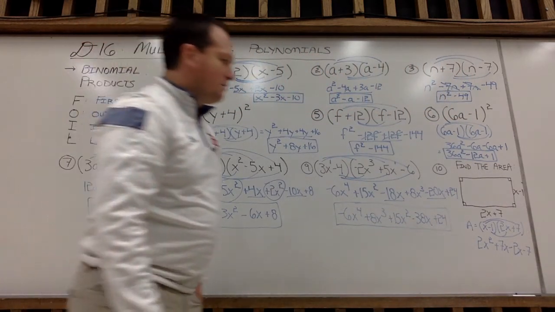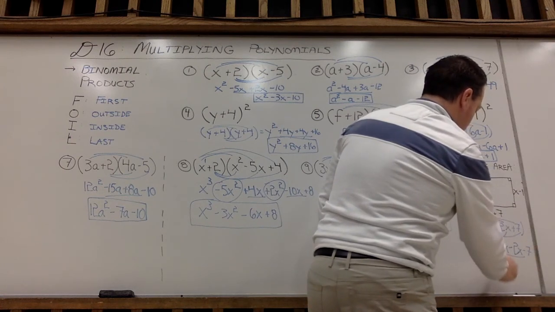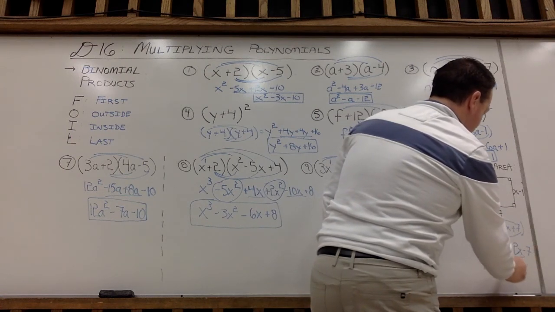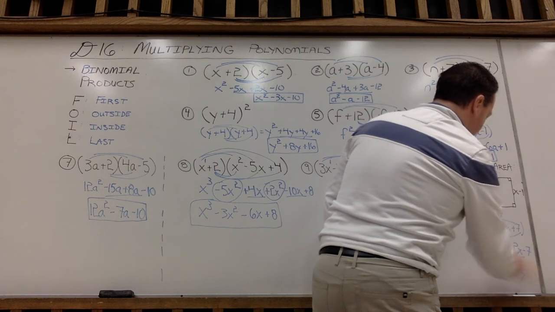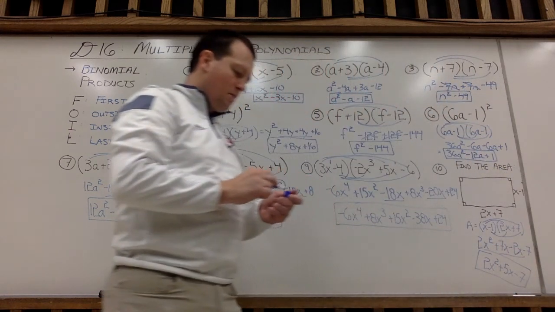So I'll put my like terms together in the middle. 7x take away 2x is 5x minus 7. So there is my simplified expression for the area.